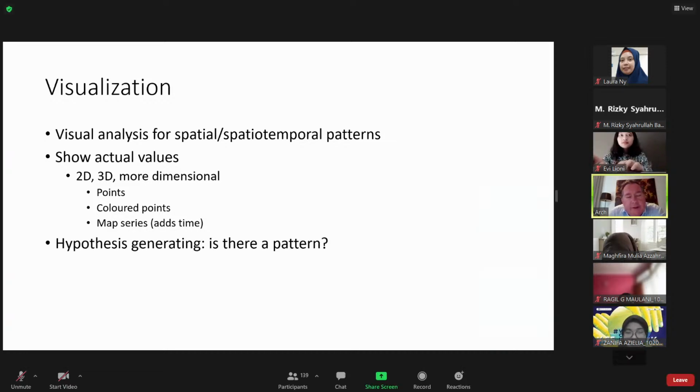And the purpose of it is really to generate hypotheses. So, for example, is there a pattern? Do the data appear to be clustered? Is there a trend from one area of the map to another area of the map in disease risk? What's the overall sort of spatial pattern of disease risk?